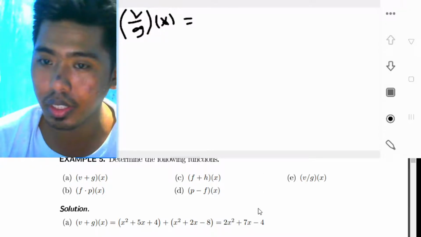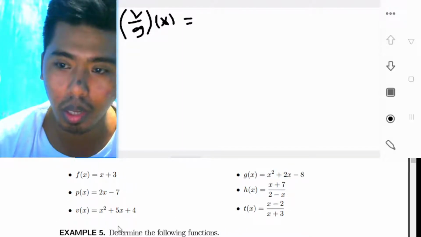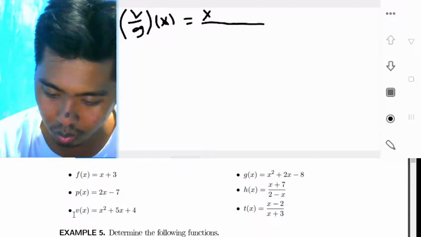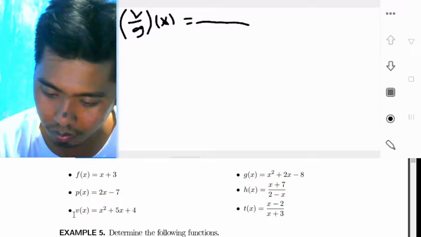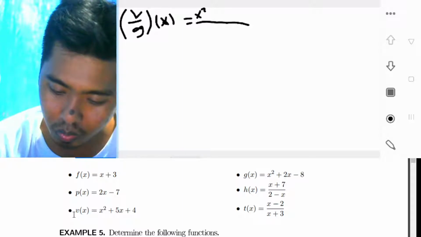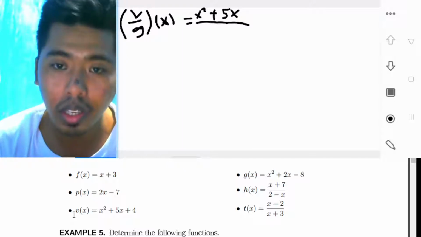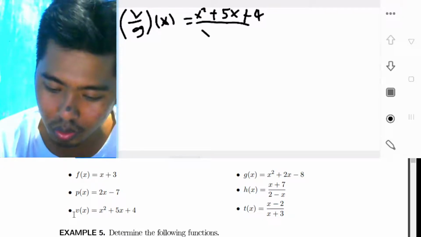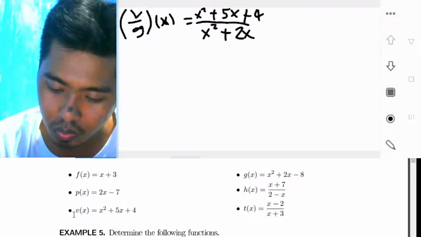So let's look at the value of v of x and g of x. v of x would be x squared plus 5x plus 4, while the g of x is x squared plus 2x minus 8.